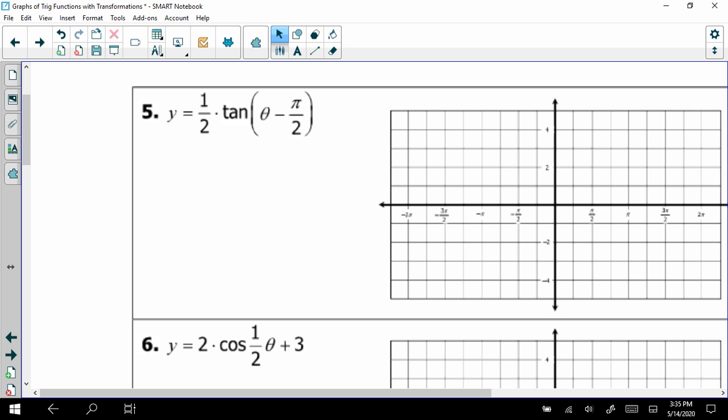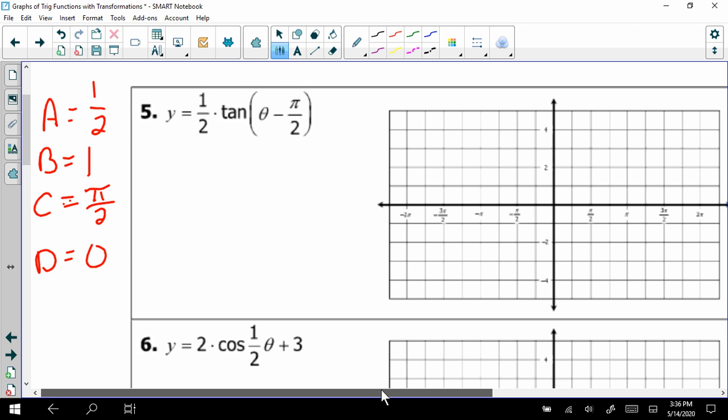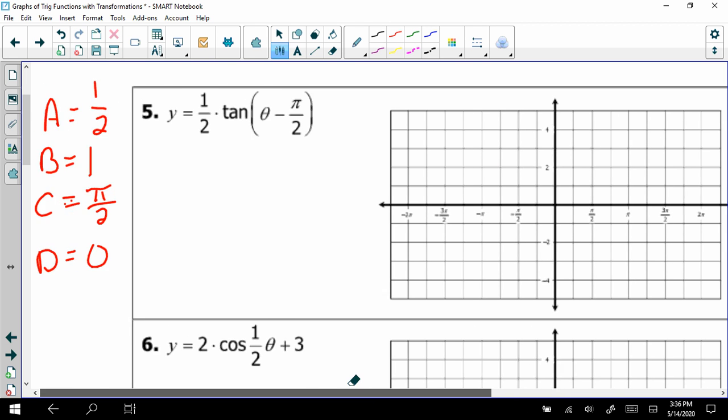First, decide what our A, B, and C are. So A is 1/2, B is 1, C is pi over 2, and D is 0. And actually, that one's not as interesting as I wanted it to be. I'm not going to do the whole thing, but I'll help you get it set up. I want to spend time on more interesting ones.